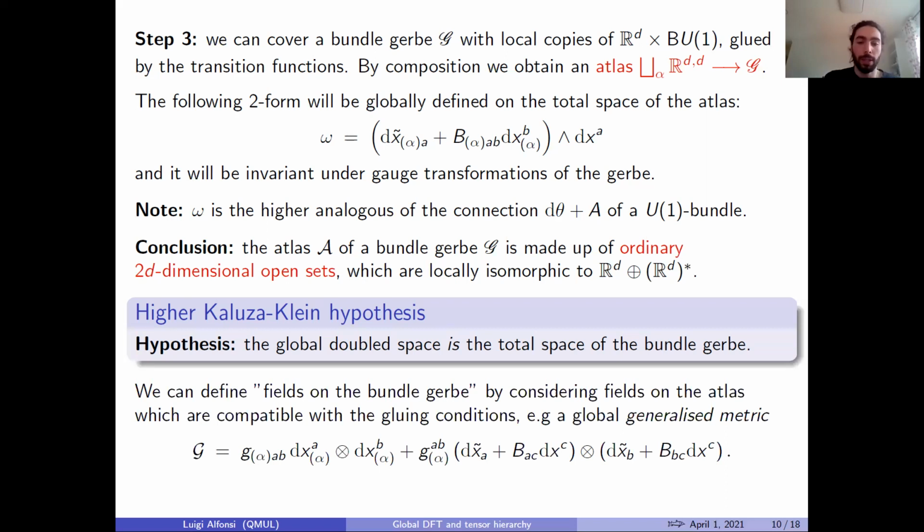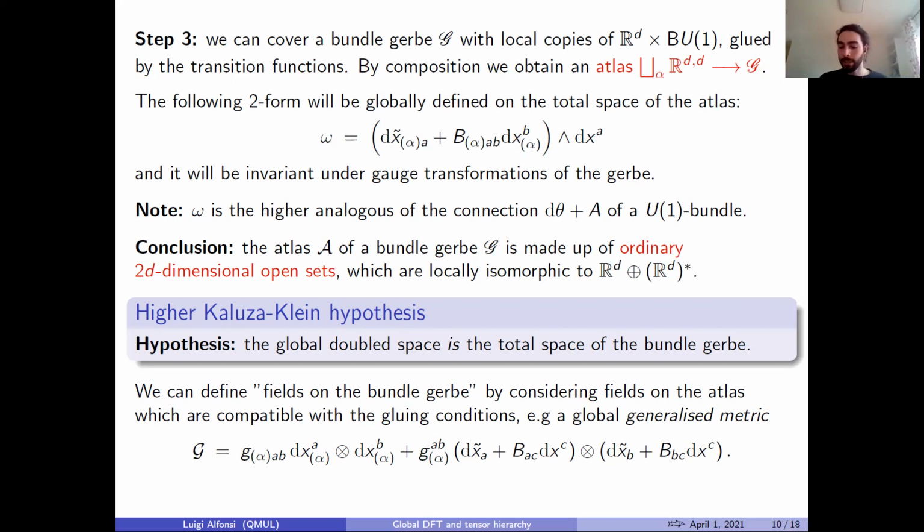So it is possible to define globally defined objects on the atlas. To do so, we need to fundamentally check that on the overlaps of these charts, they match after we define them locally on each chart. For example, by using the connection to define an object of this form that results to be globally defined on the total space of the atlas. So in this part, I tried to construct a well-defined atlas for the bundle gerbe and see that it has the properties that you would expect in a local sense from the total space of double field theory.